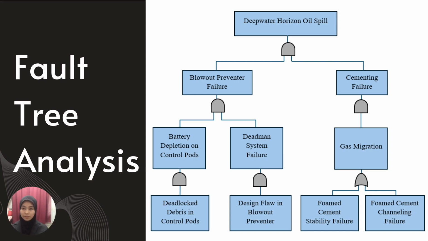The blowout preventer failure was caused by battery depletion on control pods and deadman system failure. As for battery depletion on control pods, it was caused by deadlock debris in the control pods, while for deadman system failure, it was caused by design flaw in the blowout preventer.